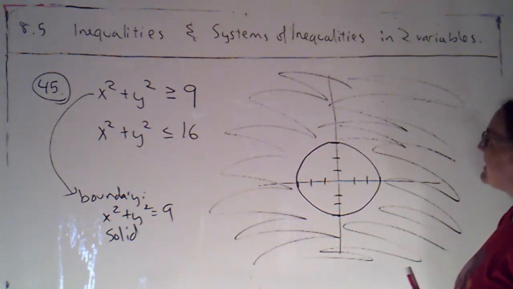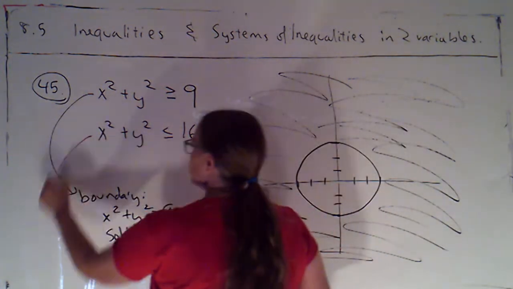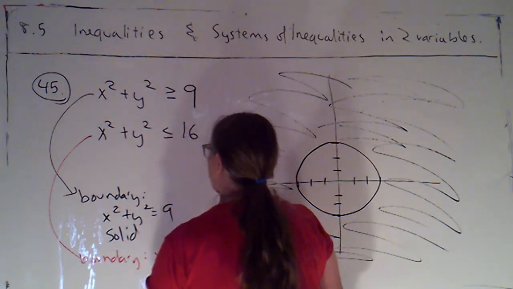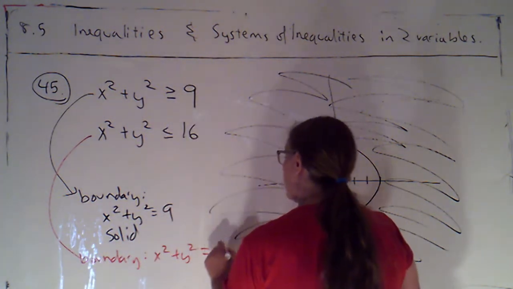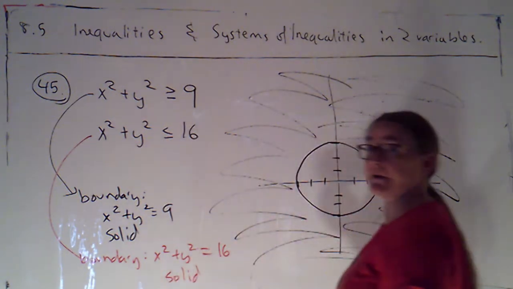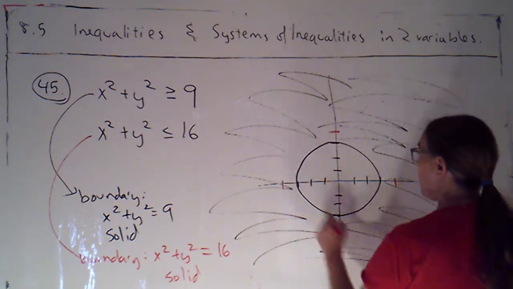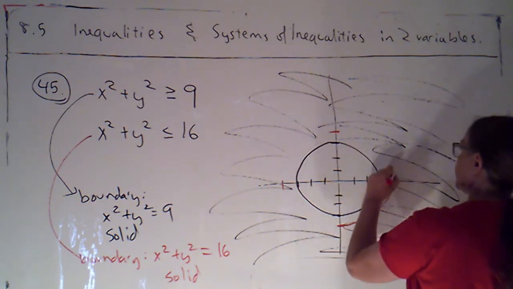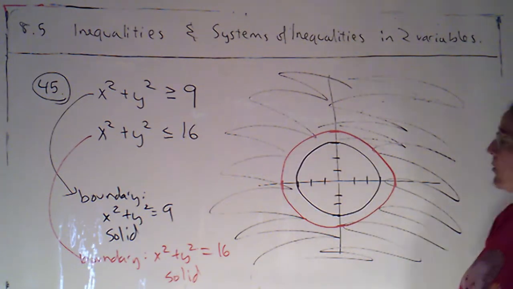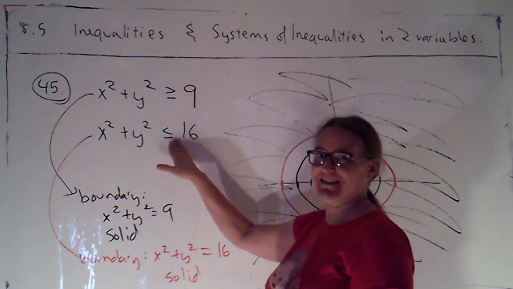All right, now my second inequality, my boundary is x squared plus y squared equals 16. And again, that's going to be solid. Okay. Now, that's just a circle of radius 4 centered at the origin, like so. And now I want where x squared plus y squared is less than or equal to 16.